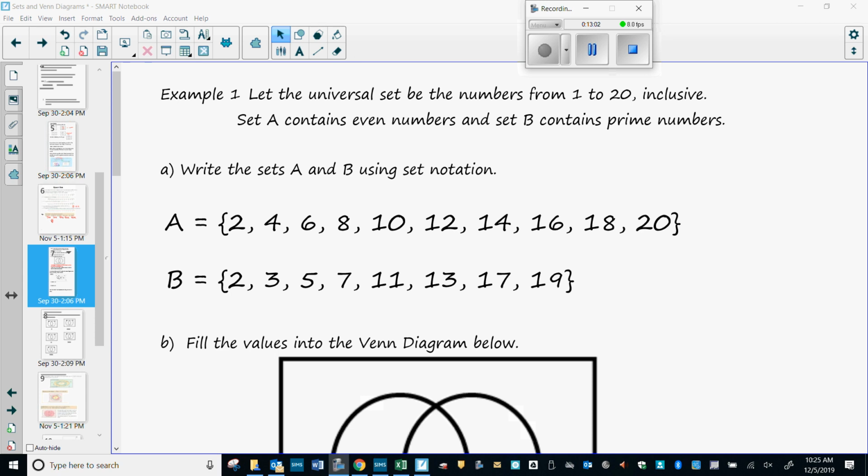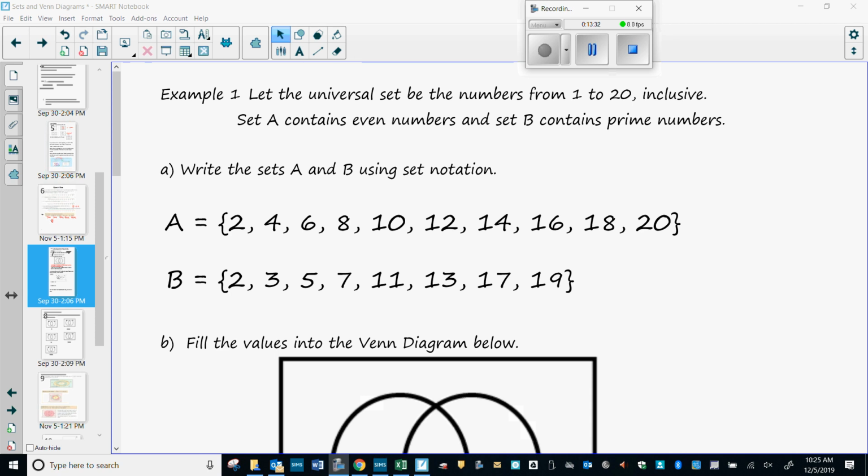Okay, so whilst even numbers would go on and on forever, we contain it by looking at just our universal set. So our set A is going to be the even numbers between 1 and 20 inclusive. So I've listed them here. Lovely. We're then going to list the prime numbers. Again, we're containing that between 1 and 20. So the prime numbers are these numbers here. Right?